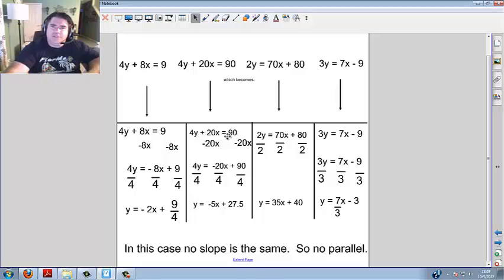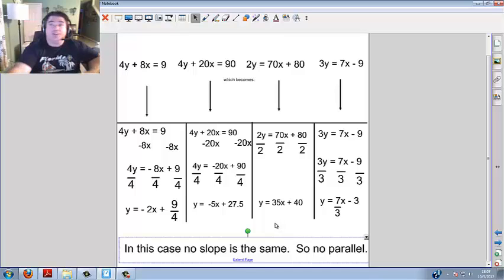4y plus 20x equals 90, minus 20x, minus 20x. And then from there, I go ahead and divide everything by 4. y equals negative 5x plus 27.5. Divide by 2, divide by 2, divide by 2. y equals 35x plus 40. And here, divide everything by 3. Now, I have negative 2x, negative 5, 35, and 7/3. There is no same slope, therefore there is no parallel at all, because they all go in different directions, so eventually they're going to cross somewhere.